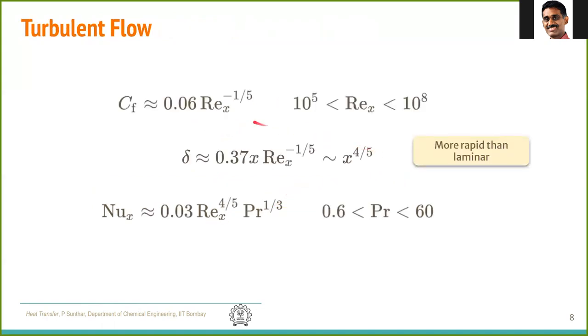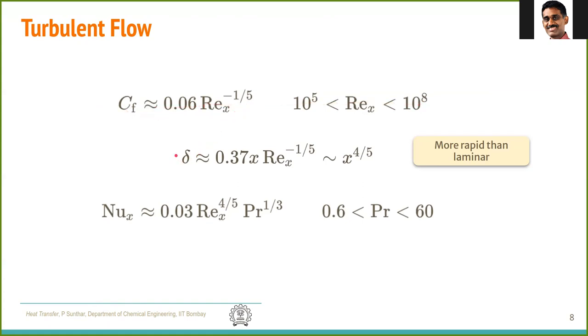Now let's see what happens in turbulent flow. For turbulent flow, obviously we don't have an analytical expression and we have to rely on experimental correlations. Firstly, the experimental correlation for the friction factor, which comes from the momentum equations, Cf goes as Re power minus 1 by 5. Remember that the friction factor goes as Re power minus half for laminar boundary layer. For turbulent boundary layer, this goes as Re power minus 1 by 5. And this is usually valid in this very large limit of 10 power 5 to 10 power 8 when the boundary layer becomes turbulent.